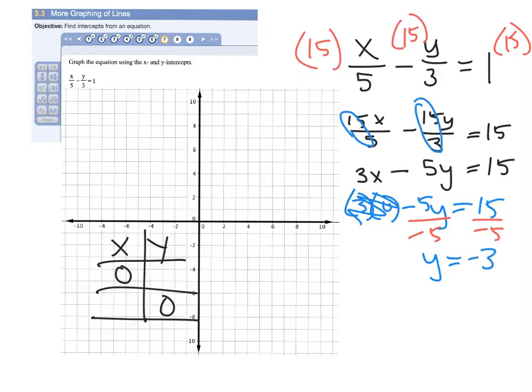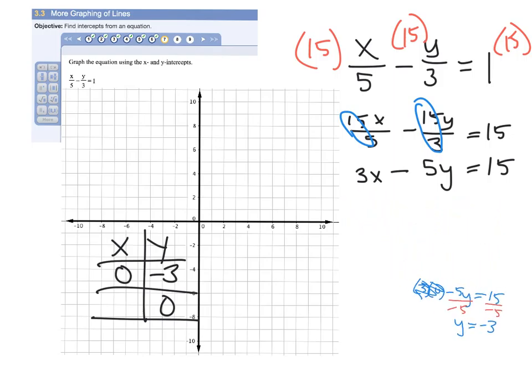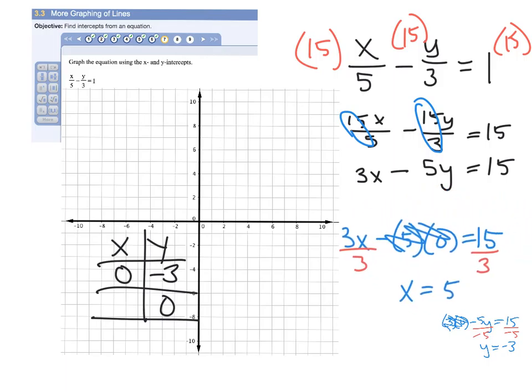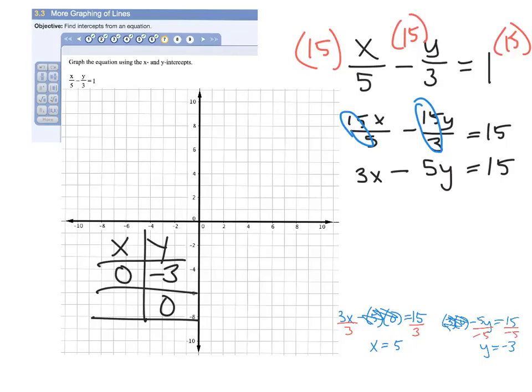So that right here is our negative 3. And I'm going to take that work and I'm going to shrink it down because we don't need it. And now it's y that's going to be 0. So we're going to get 3x minus 5 times 0 equals 15. And then that goes away because that's 0. And now we're going to divide both sides by 3. And so you end up with x is equal to 5. So when y is 0, x is equal to 5.